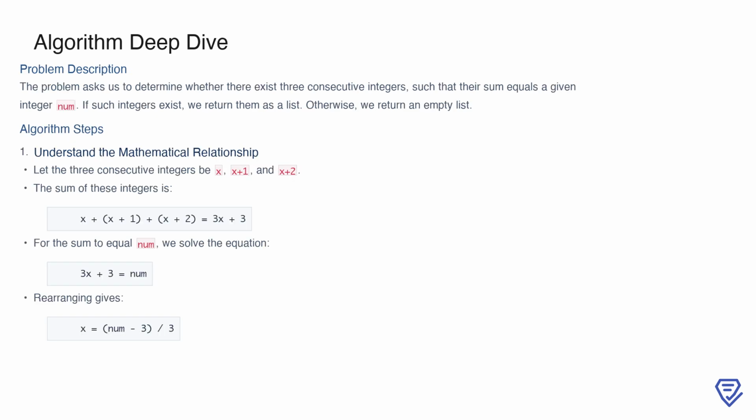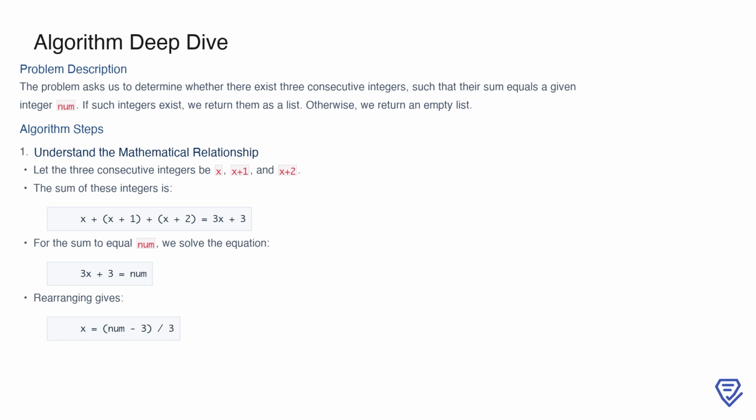The problem requires us to find 3 consecutive integers whose sum equals a given number. To approach this, we start by representing these integers mathematically as x, x plus 1, and x plus 2. Adding them together gives us x plus x plus 1 plus x plus 2, which simplifies to 3x plus 3. For this sum to equal num, we derive the equation 3x plus 3 equals num. Rearranging this, we find x equals (num minus 3) divided by 3.